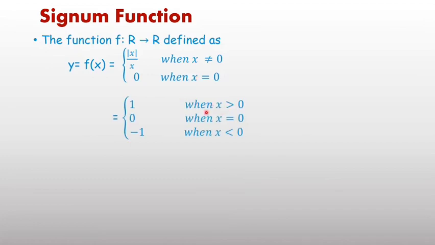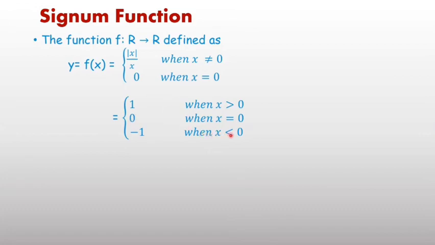If x is greater than 0, any number you can put here, greater than 0. x equal to 2, mod of 2 upon 2 equal to 2 upon 2 equal to 1. x equal to 7, mod of 7 upon 7 equal to 1. When x is greater than 0, then value of f(x) is 1. If x equal to 0, then value of f(x) is 0.